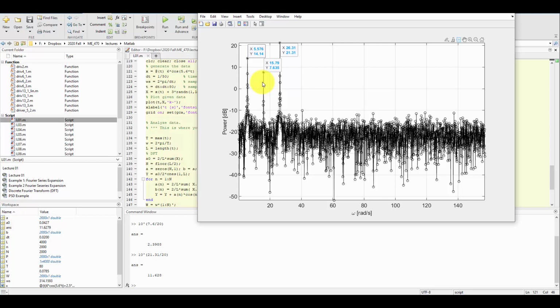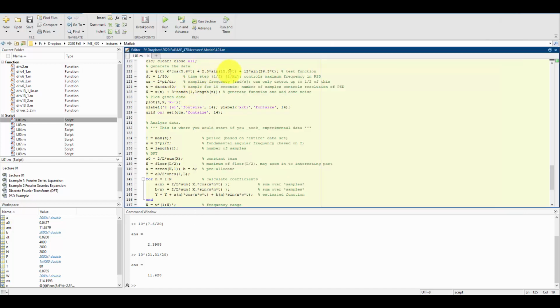So we have 3 strong frequencies, but actually the strongest one is at that 26.31 radians per second, slightly less at the 5.6, and slightly less than that at the 15.8 radians per second. And we see again that's reflected in that original signal.